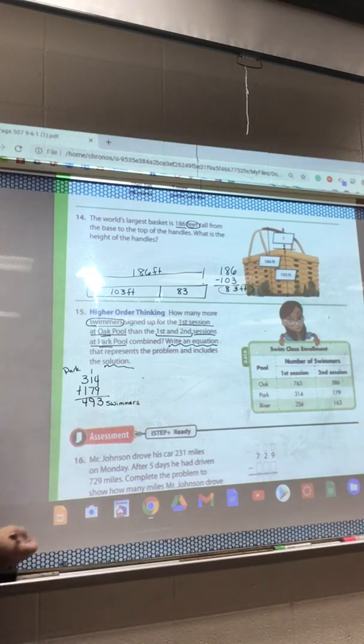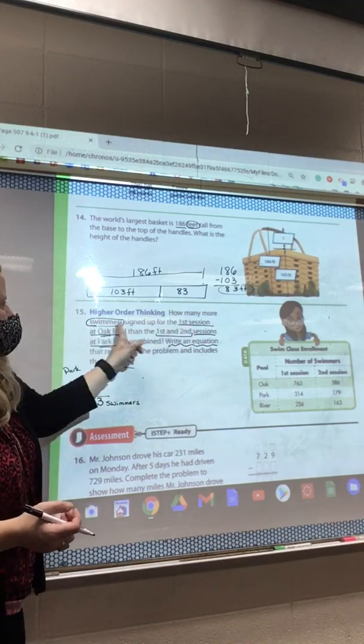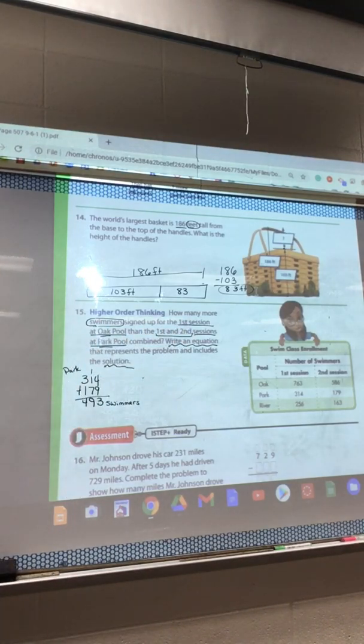Am I done? No, we didn't answer the question, did we? It says right in there, how many more swimmers signed up for session 1 at Oak Pool than at 1 and 2 session at Park Pool. So we just found out how many were at Park Pool. So now what we got to do? Do the actual question. How many more in the first and second?